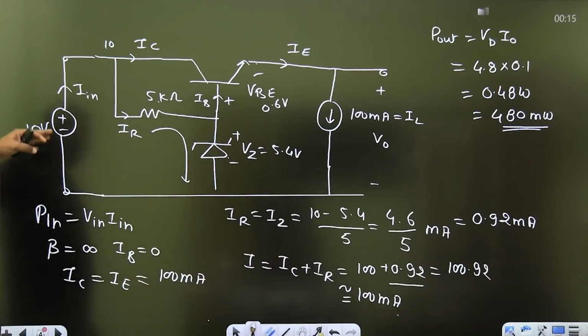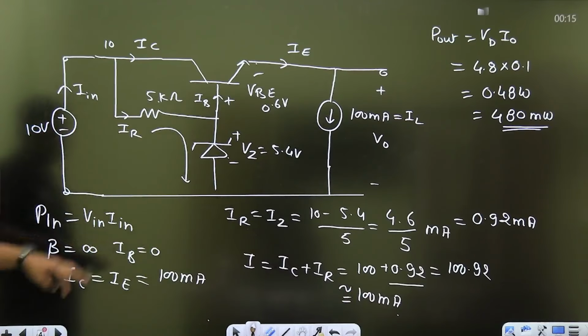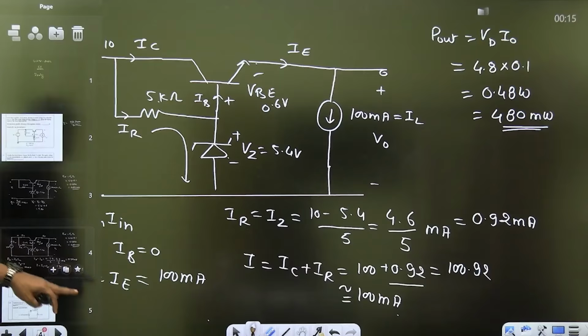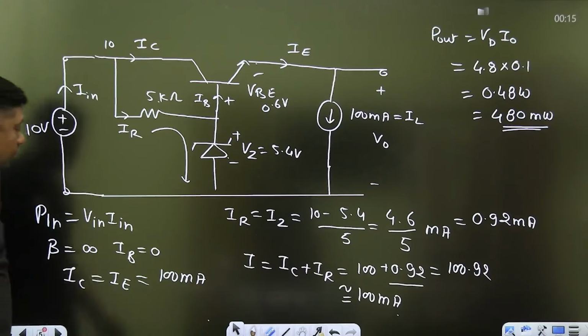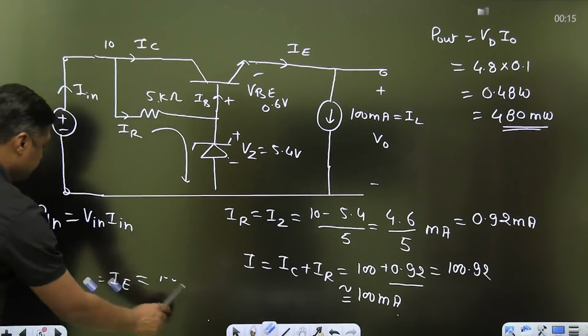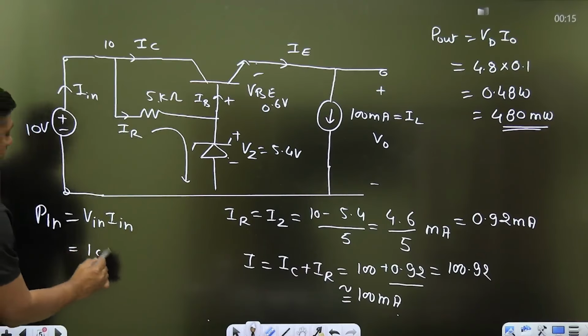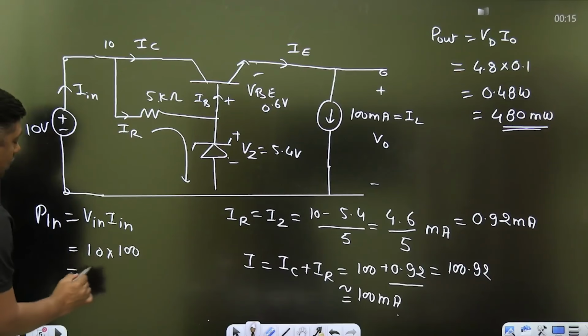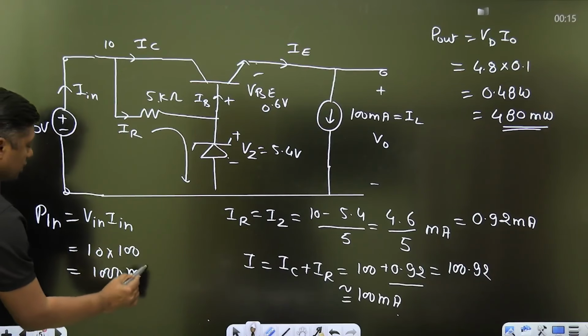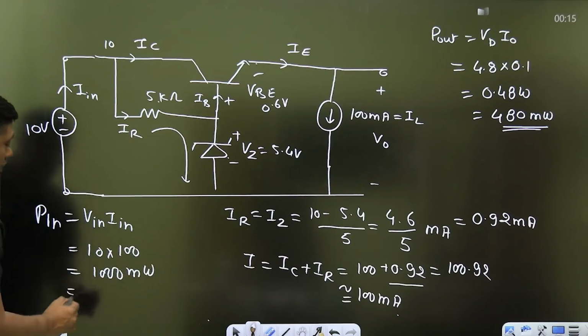So what is the input power? Now we have V in I in, and that's why the input power will become V in 10 times 100, which is 1000 milliwatt, or we can say 1 watt.